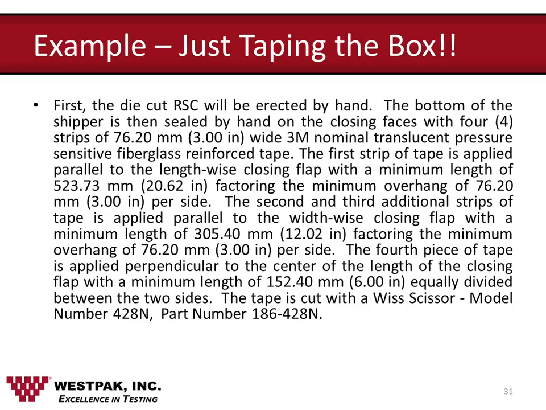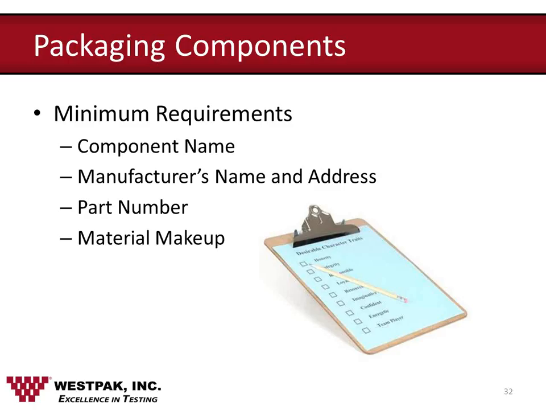You can see how detailed the certifying bodies want you to be, because we're dealing with hazardous materials here. If anything goes wrong, they want to see where in the process we went wrong, and if anything wasn't followed to every single detail we just described. Other details you need are minimum requirements of component name, manufacturer's name and address, part number, and material makeup. Again, all this goes back to documentation and traceability.